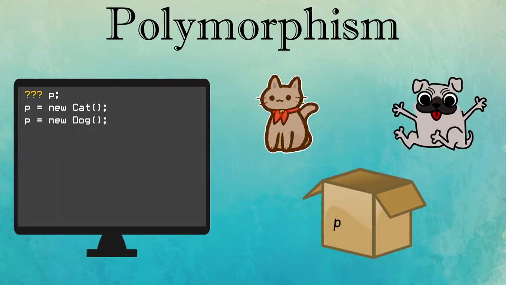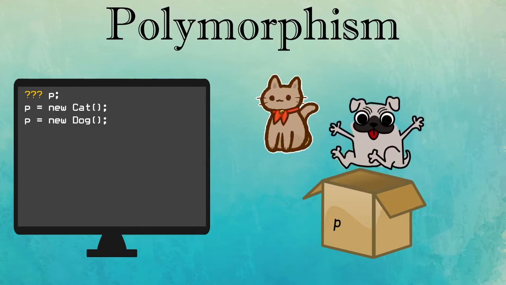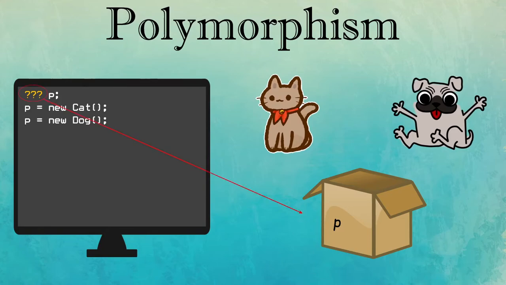Remember, we are trying to answer the question, how can we declare a variable so it can hold either a cat or a dog type object? Whatever type we declare the p variable will determine what type of object can be assigned to it. A cat is a cat type object, so it can only be assigned to cat variables. And a dog is a dog type object, so it can only be assigned to dog variables.